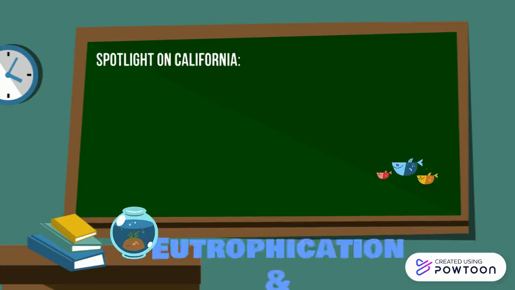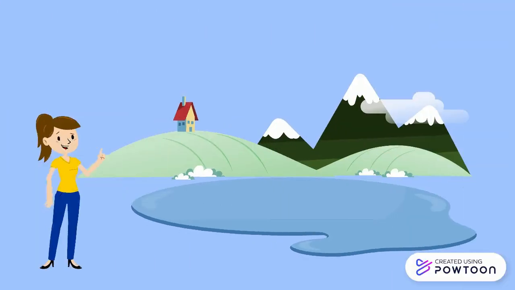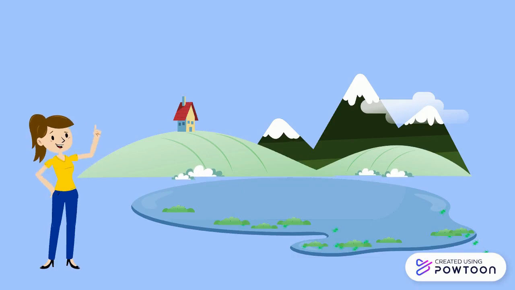A spotlight on California eutrophication and hypoxia. Have you ever wondered why some lake edges and oceans produce a green algae film? This is a process known as eutrophication. Eutrophication occurs when nutrient-rich runoff comes in contact with open waters and speeds up algae production.